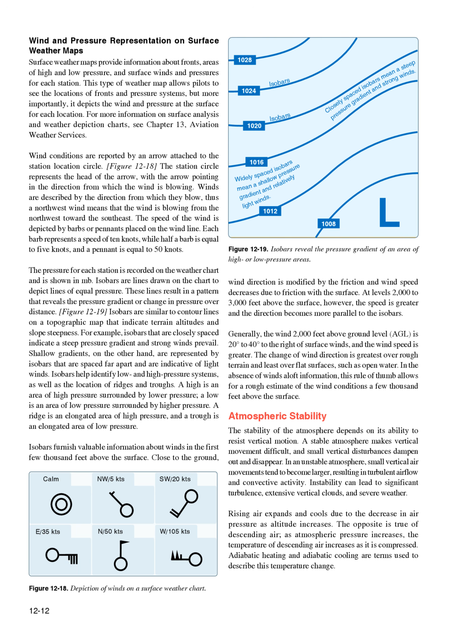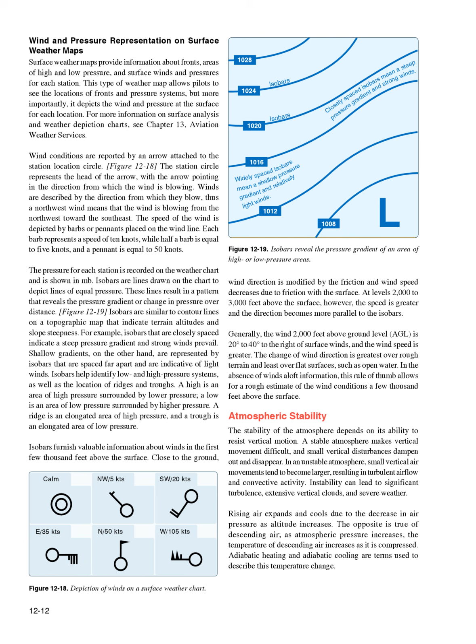Wind and pressure representation on surface weather maps. Surface weather maps provide information about fronts, areas of high and low pressure, and surface winds and pressures for each station. This type of weather map allows pilots to see the locations of fronts and pressure systems, but more importantly, it depicts the wind and pressure at the surface for each location. For more information on surface analysis and weather depiction charts, see Chapter 13, Aviation Weather Services.